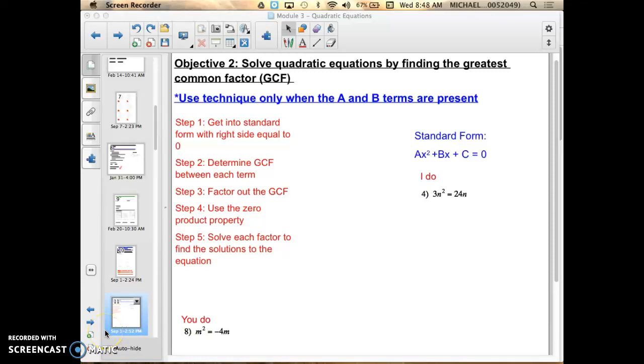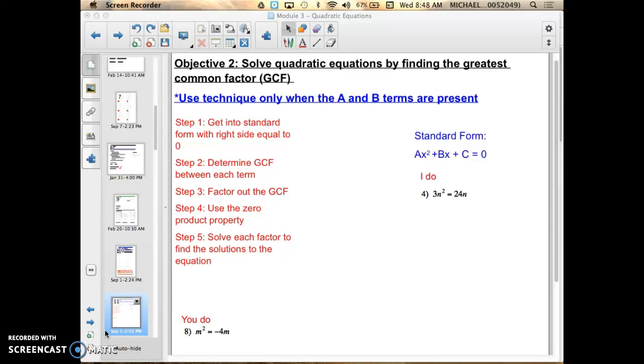Good morning, everybody. This is objective 2 of topic 2 of solving quadratic functions by factoring. And this is the first strategy that we're going to learn about factoring. Objective 2 states, solve quadratic equations by finding the greatest common factor. I'm going to shorten that by saying GCF. You'll hear me say GCF a lot throughout this module.